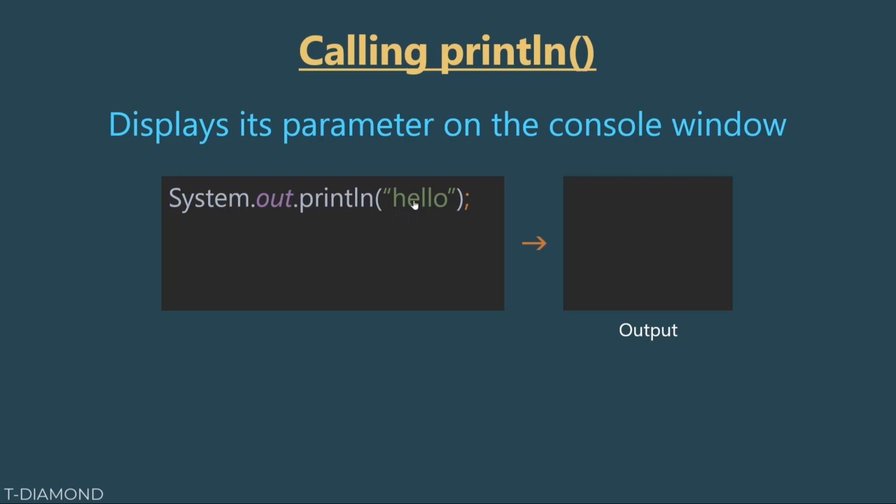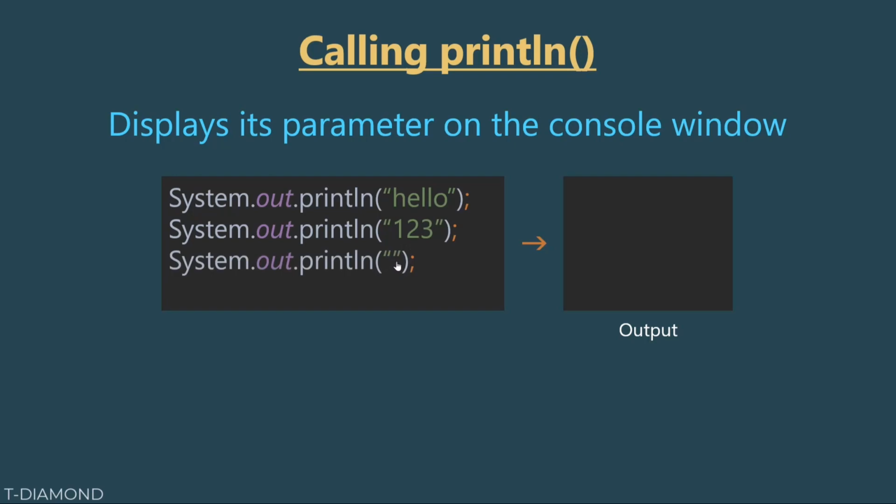Let's see another example. Suppose that we pass 1, 2, 3 as a parameter to the println method. So this string should be printed. Also, if we print an empty string, it should be printed. But because it is an empty string, we see nothing. Okay. Another example, we can print this string over here. 4, 5, 6 between double quotes.